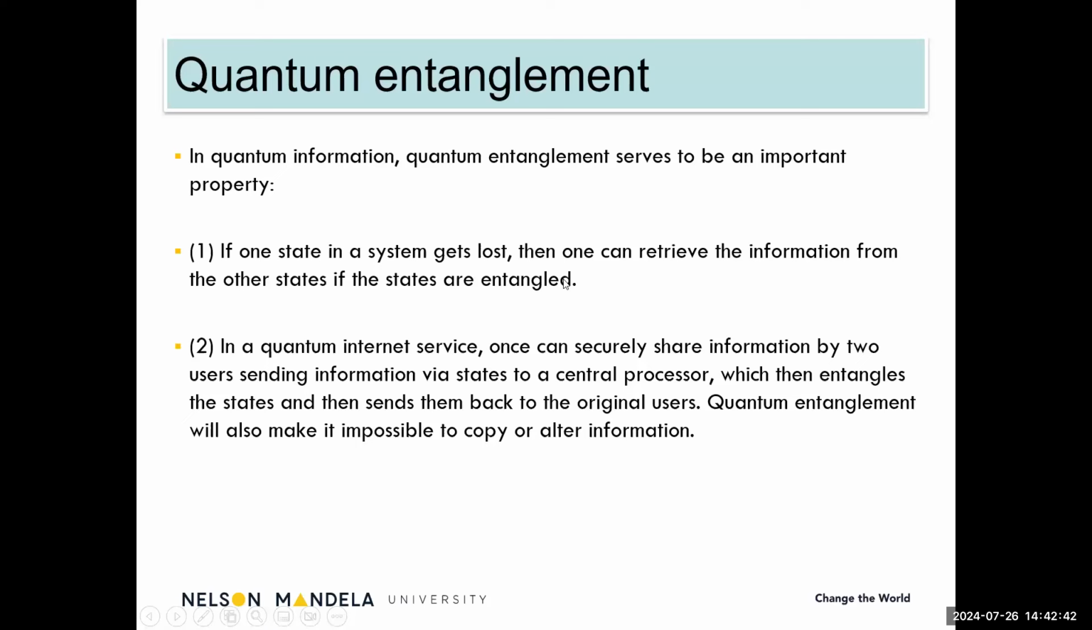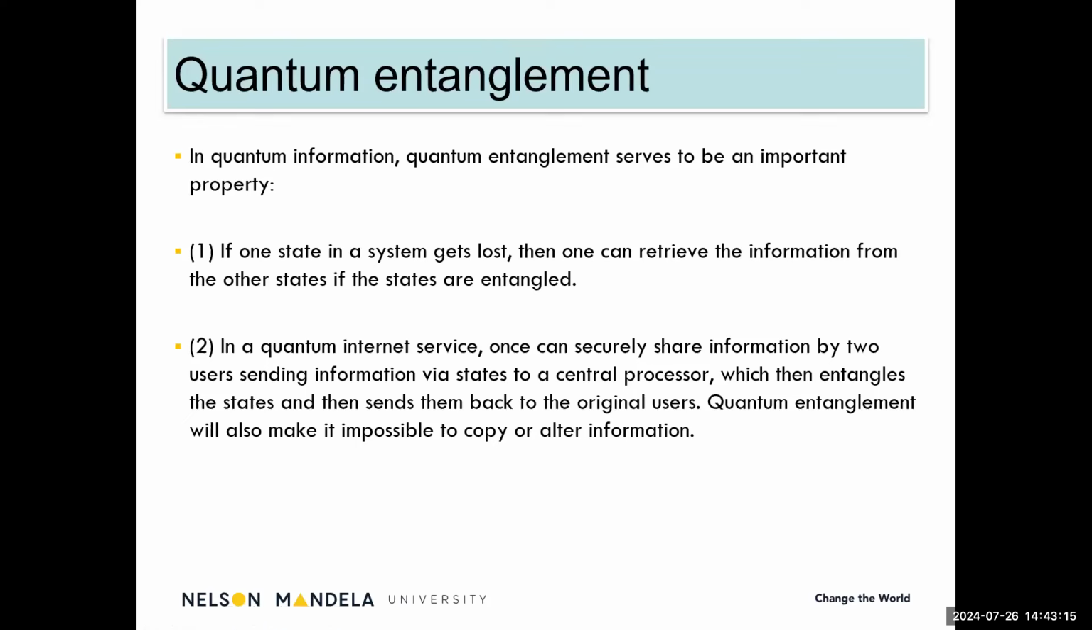Also, one can have a quantum internet service, and I think in China this is already operational in at least one city. One can securely share information by two users sending information via states to a central processor. That processor can then entangle the states and send them back to the original users. And then quantum entanglement will also make it impossible to copy or alter information.